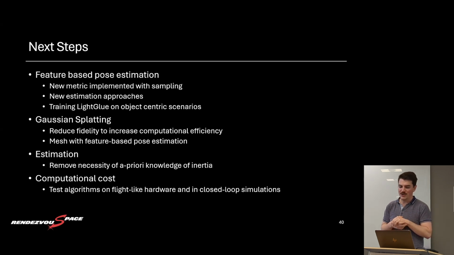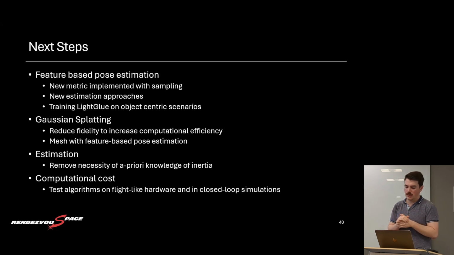The next steps, either in the next couple of months or in the next couple of years, are to improve on the feature-based pose estimation. The first thing we can think of is some new metric implemented with sampling. What I talked about before is, we had the essential matrix, and the 5-point solver can get you the correct pose. The question is, what metric can tell us that we have the correct pose? There are also new estimation approaches we could look into, and training light blue on object-centric scenarios. So light blue is trained on scenes like the Hoover Tower, for example. But we want to train it on more like laptops and desks, so it can learn how those work.